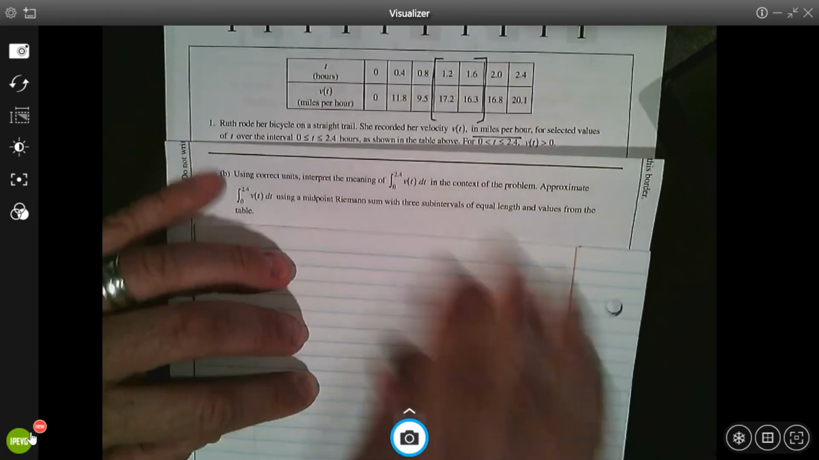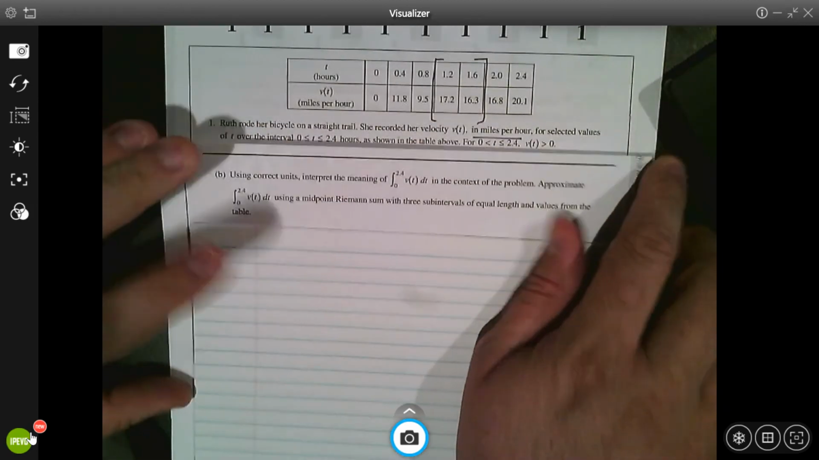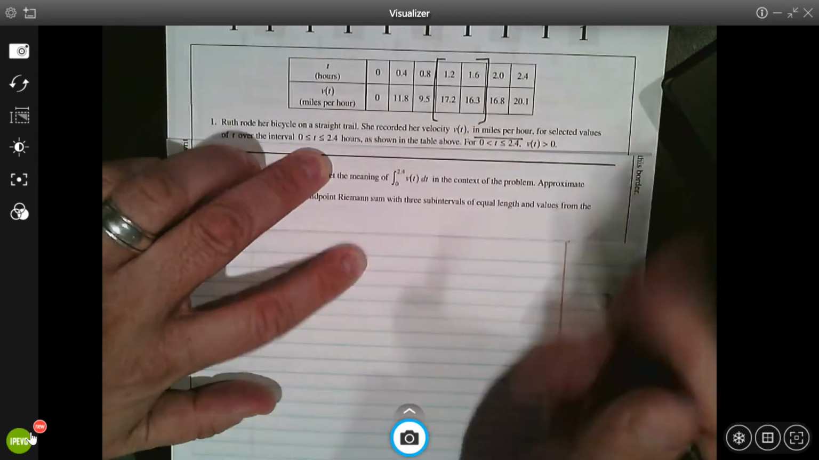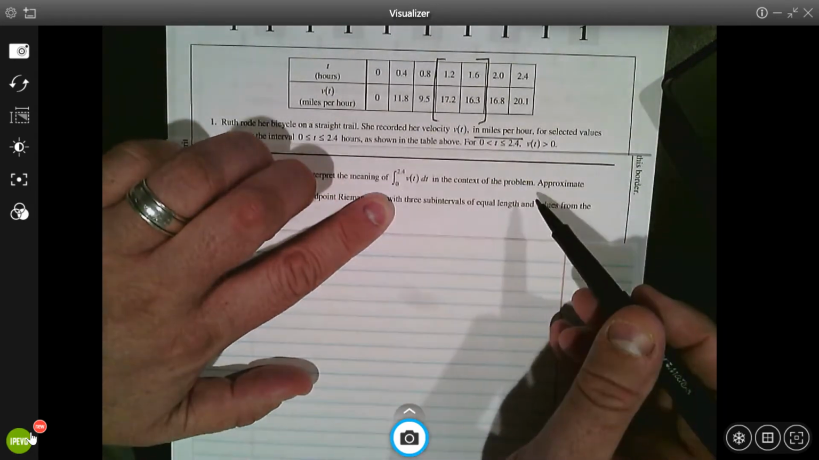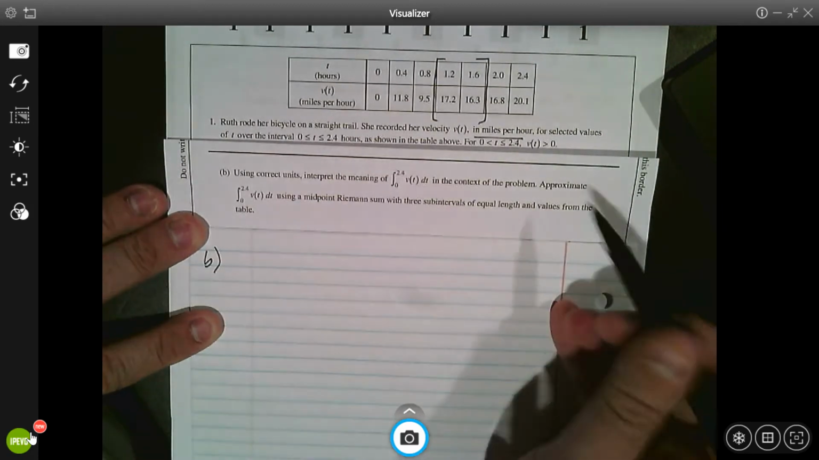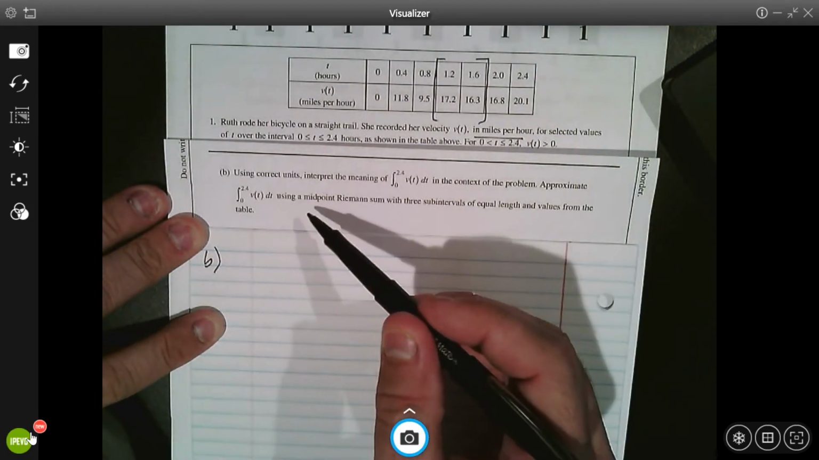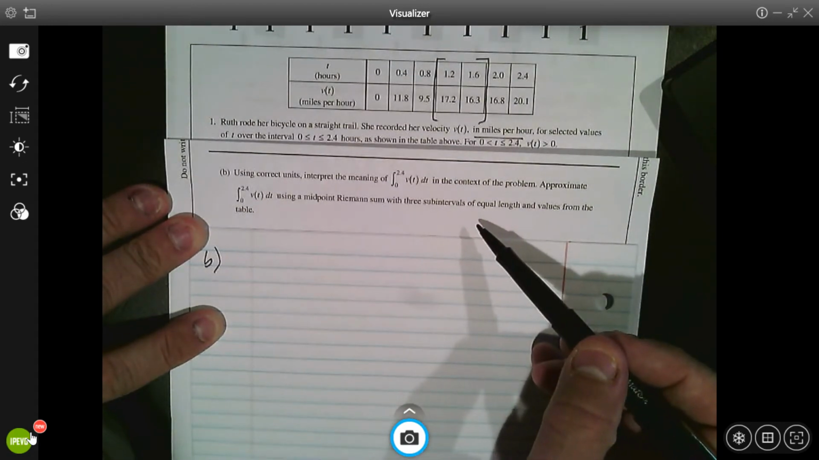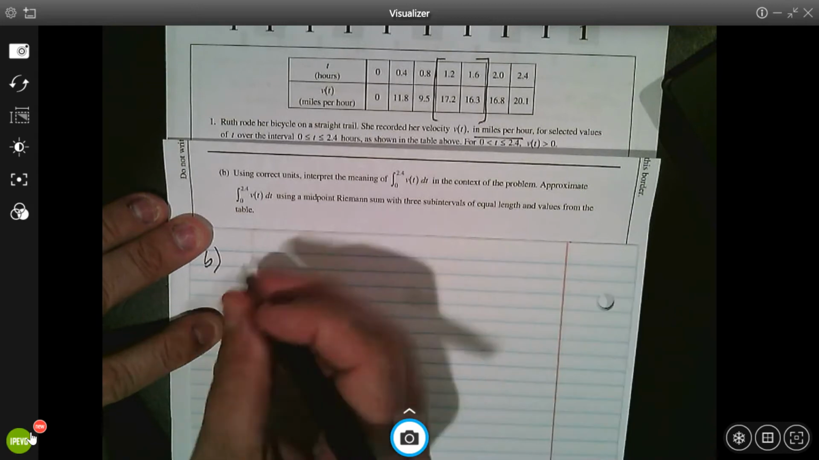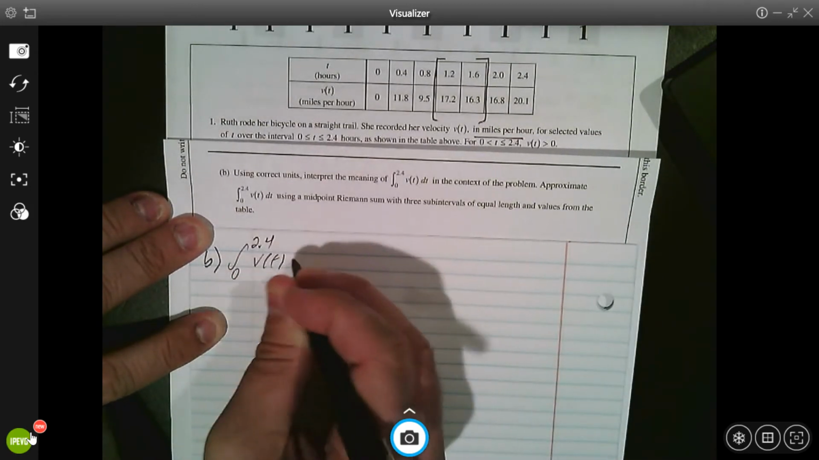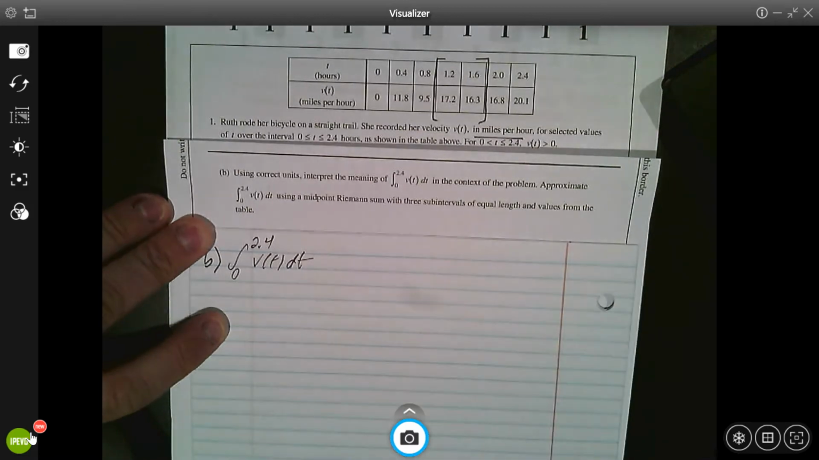In part B, we're told, using correct units, interpret the meaning of the integral from 0 to 2.4 of v of t dt in the context of the problem. Okay. Then we're told to approximate that using a midpoint Riemann sum with 3 subintervals of equal length. All right, well, let's see. The integral from 0 to 2.4 of v of t dt.